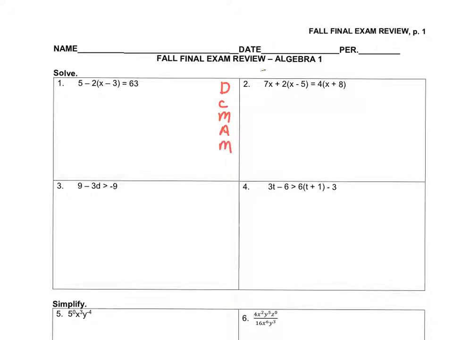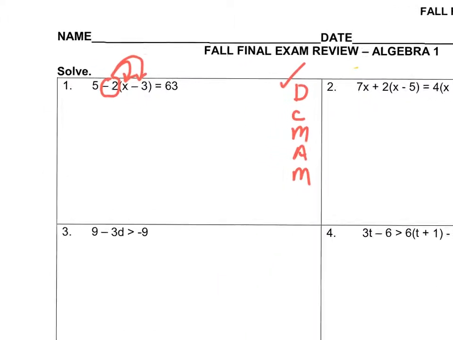Now, even though you know the steps, I encourage you to practice writing those down just so you've got it. So the first step is to distribute. And when I distribute, I need to distribute the -2 to the x and to the -3. So I'm going to zoom in here.